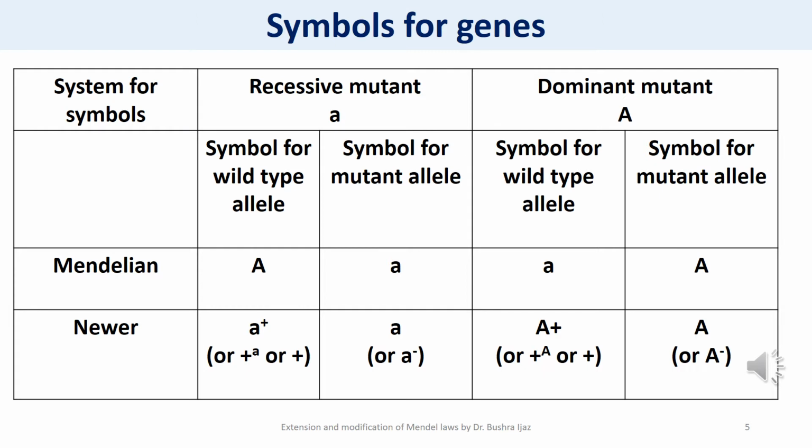Similarly, the symbol for the dominant mutant allele can be represented by just a capital letter. For example, on the extreme right side in the table, you can see in the last row, it is represented by a capital A or an uppercase letter, and it can be any letter, or an uppercase letter along with a positive sign as a superscript.